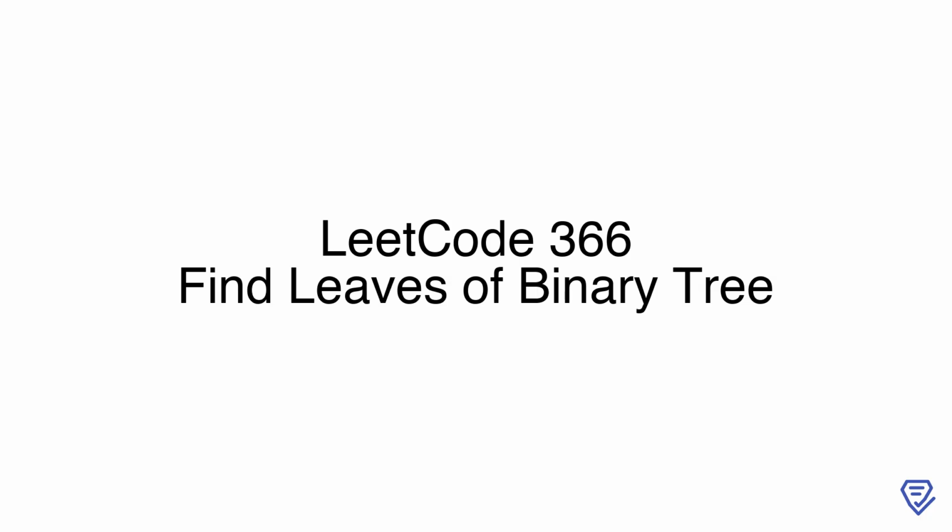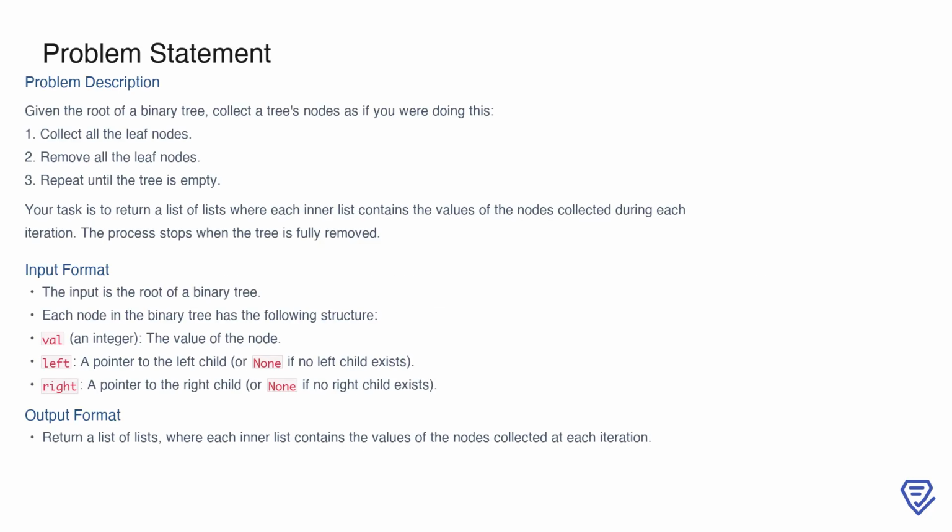Let's dive in. In this problem, we're tasked with finding the leaves of a binary tree in a specific iterative manner. The process works like this. First, we collect all the leaf nodes of the tree. Then, we remove those leaf nodes from the tree, and repeat the process, collecting the new leaf nodes during each iteration. We continue this process until the tree is completely empty. The goal is to return a list of lists, where each inner list represents the nodes collected during one iteration.